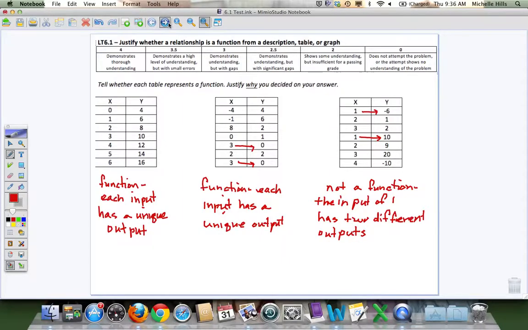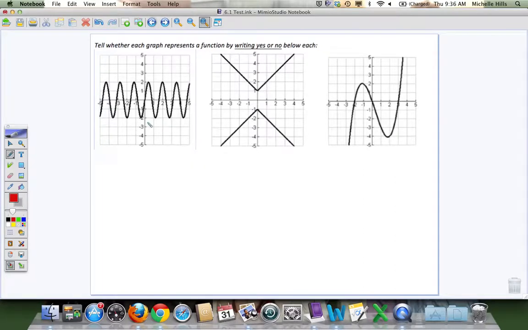Now, on the graph, it says tell whether each graph represents a function by writing yes or no below each. Yes. There's no place I could draw a vertical line that's going to hit that curve more than once. But here, it's going to hit it twice in almost every place. So no, it doesn't ask me to explain why. And again, oops, that's really not vertical. Yes.